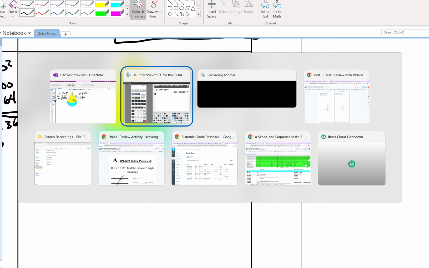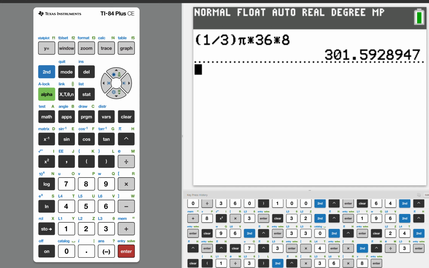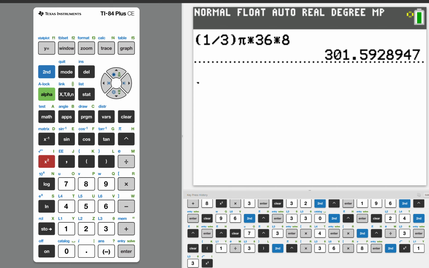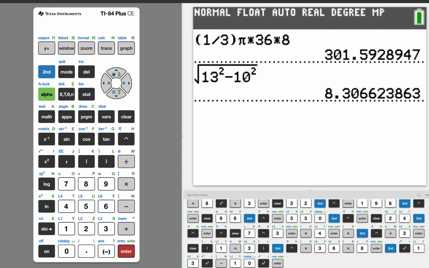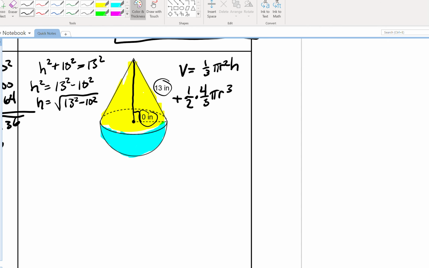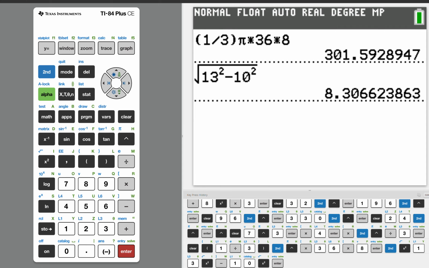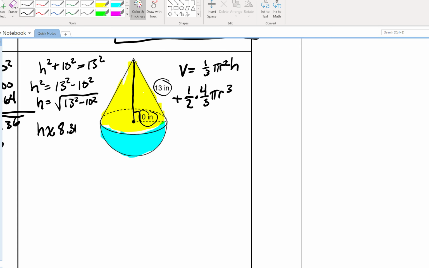So let's plug that in. The square root of 13 squared minus 10 squared. And that gives us 8.3066. We're going to use that in a calculation. I'm going to take that to 4 decimal places for right now. The height then is approximately 8.3066. And then I can plug that in here. Let's do this part right here first.